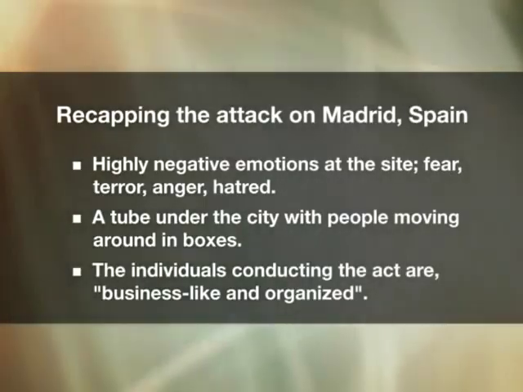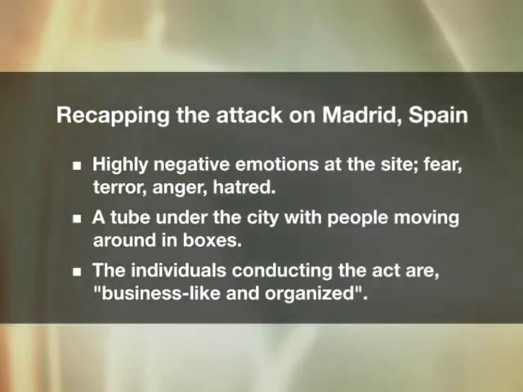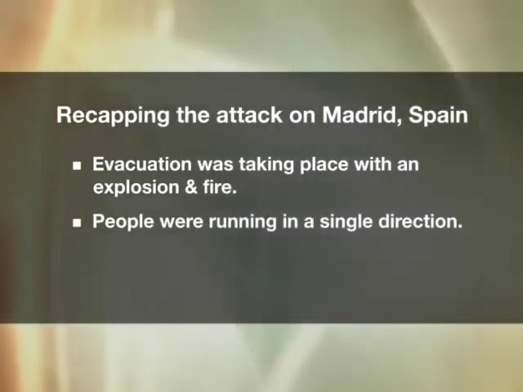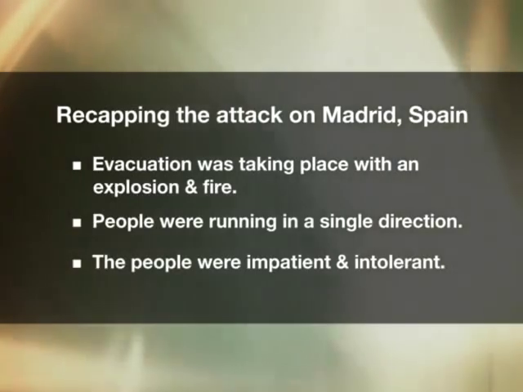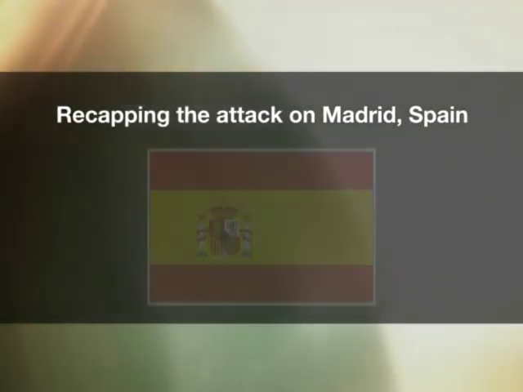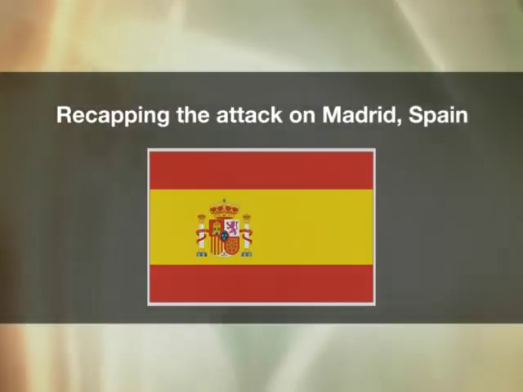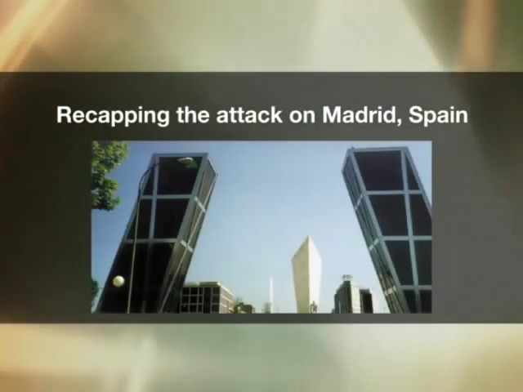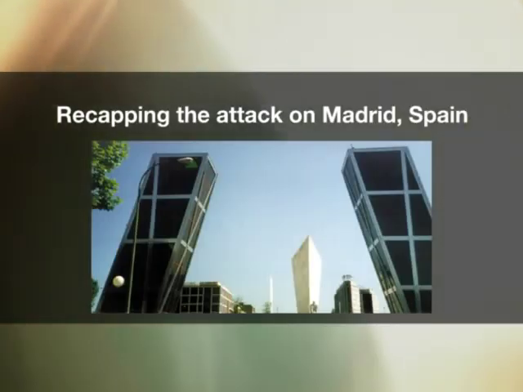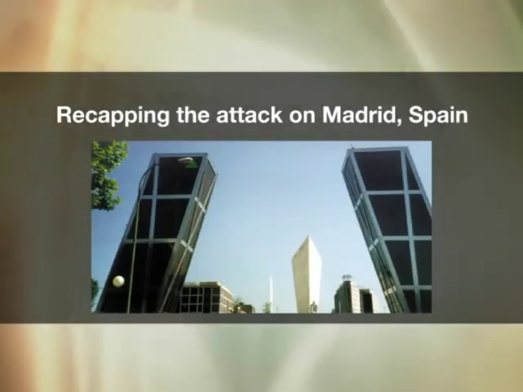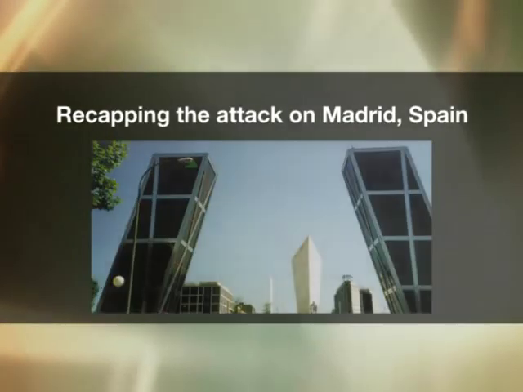Another student indicated the individuals conducting the act were businesslike and organized. Evacuation was taking place with an explosion and fire. People were mostly running in a single direction. They were impatient and intolerant. The region's flag symbol in which the event would take place appeared to be Spain. The nearest unique feature was identified as a possible skyscraper office building with a unique diagonal structure with a flat top, possibly the towers of Madrid.